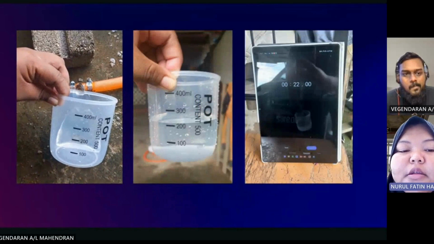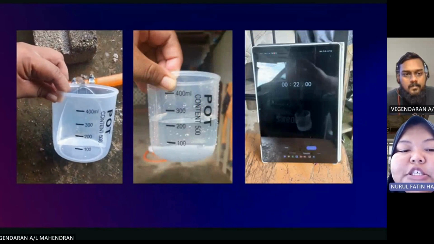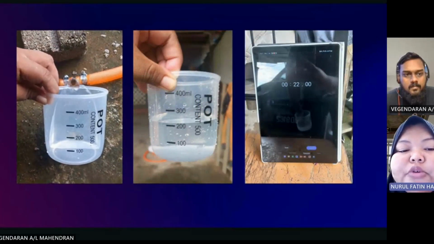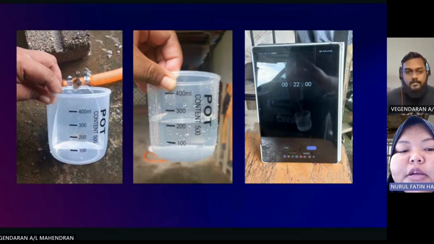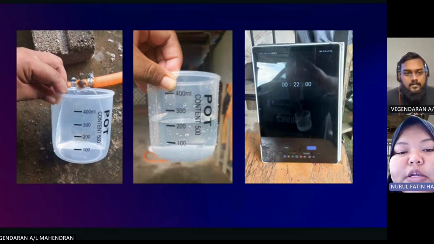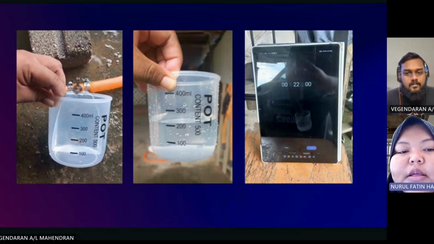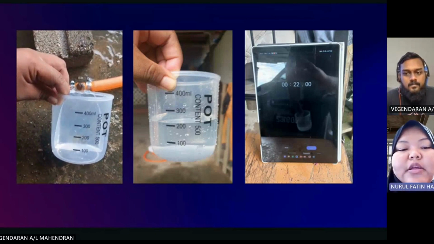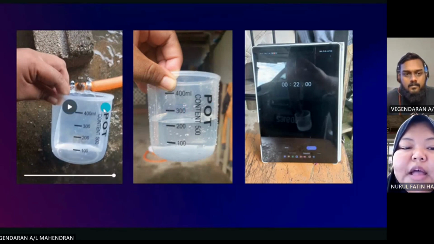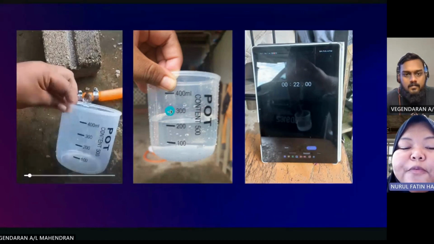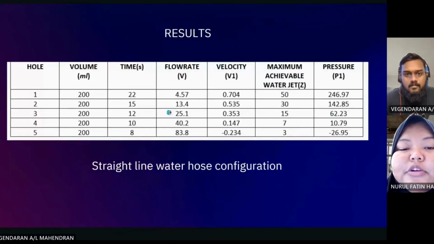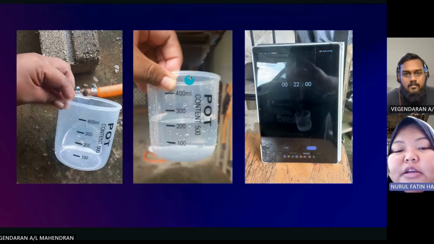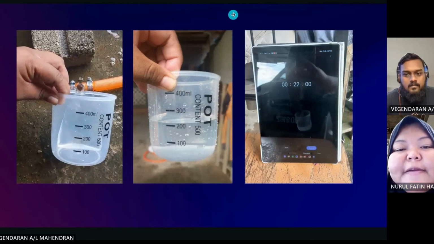Here is how we measure. We use 200 milliliters volume of water, and when we start to take in the water in the glass, we start the time until it is full at 200 milliliters.